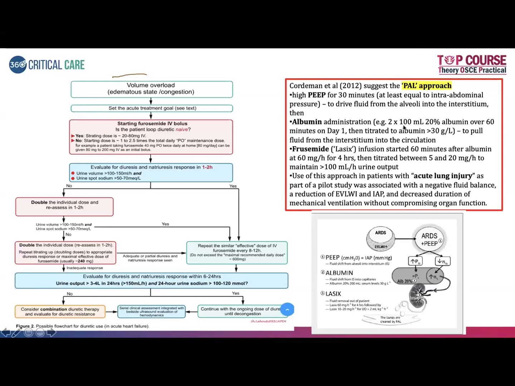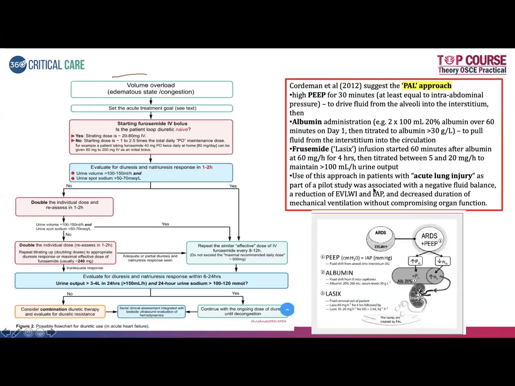So albumin, 20% albumin, 100 ml; you can give up to 200 ml on day 1, and you titrate the albumin to almost 3 grams per deciliter, so 30 grams per liter, to make sure the fluid is drawn from the interstitial compartment into your plasma. And then try diuretics, okay? PEEP, albumin, and diuretics. With diuretics, you can give an infusion as well.